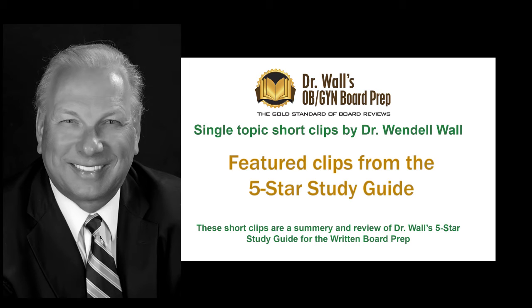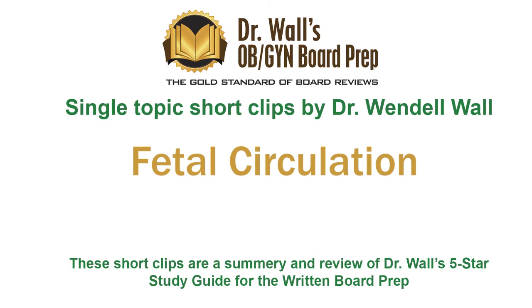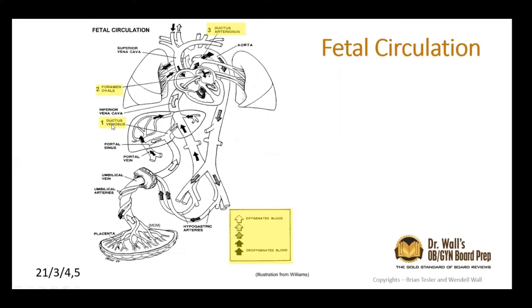This is a summary and review of the 5-star study guide for your written board preparation. Fetal circulation. There are three main shunts: ductus venosus, foramen ovale, and ductus arteriosus. 50% of the blood is shunted through the liver via ductus venosus.